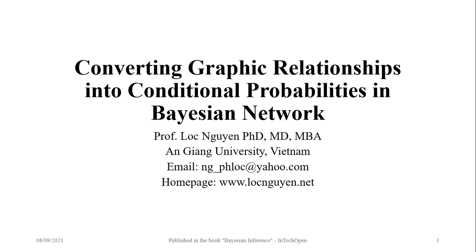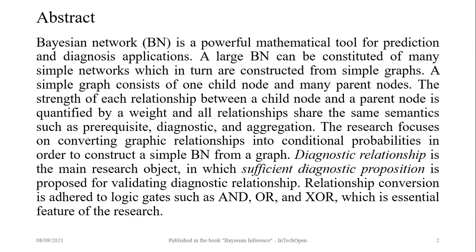Today, I am very honored and happy to present my research, Converting Graphic Relationship into Conditional Probability in Bayesian Network. Abstract. Bayesian Network, BN, is a powerful mathematical tool for prediction and diagnostic application. A large BN can be constituted of many simple networks which in turn are constructed from simple graphs. A simple graph consists of one child node and many parent nodes.